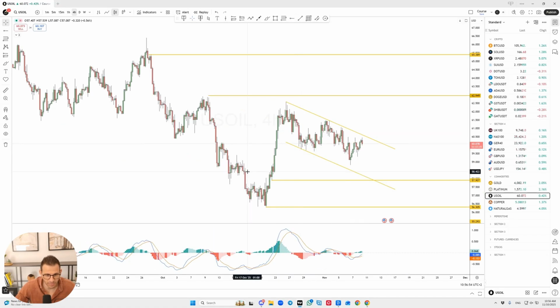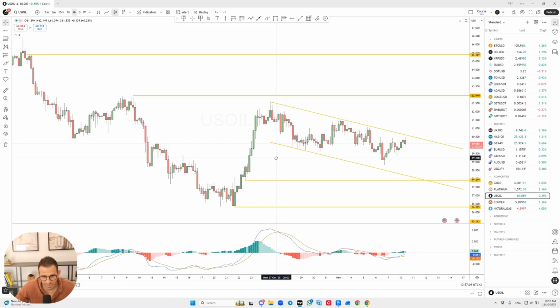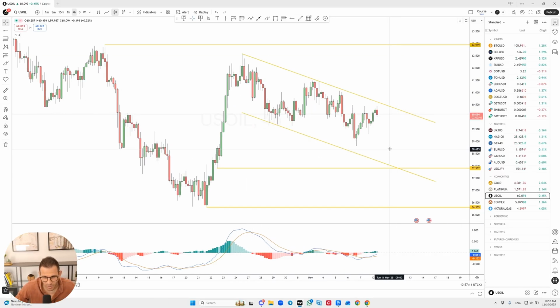The US oil, it's still in a downtrend. What I don't like though here is that the price remained sideways for a longer time compared to the time it took to form this impulsive uptrend. That means the sellers are not very strong, but maybe we will see a push to the downside. Who knows? Let's keep an eye on that one.